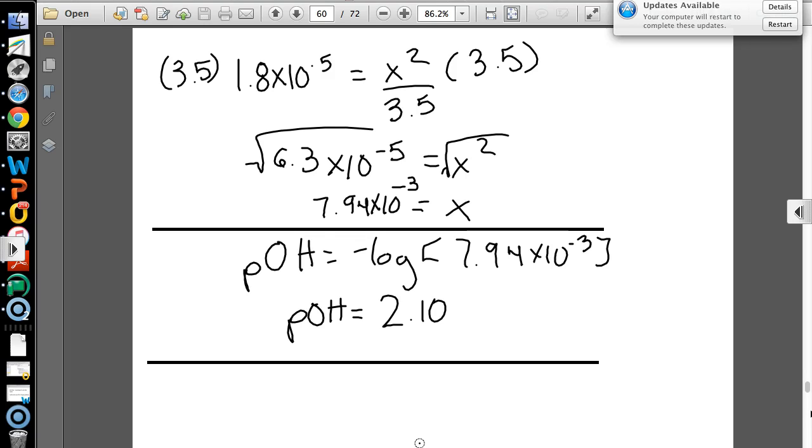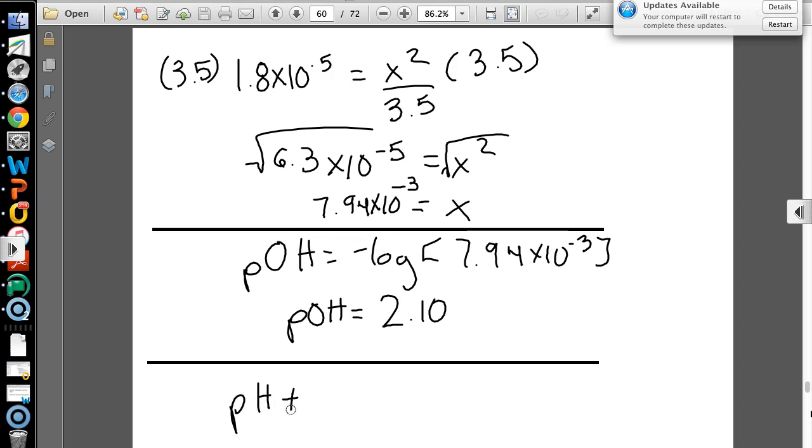So anyway, if you had a KB value, you had ammonia, it's a base, you get to this, you're taking a test, and you get an answer for pH 2, that's not right. So you need to go, oh crap, I need to subtract from 14. So 14, well, let me do it this way.